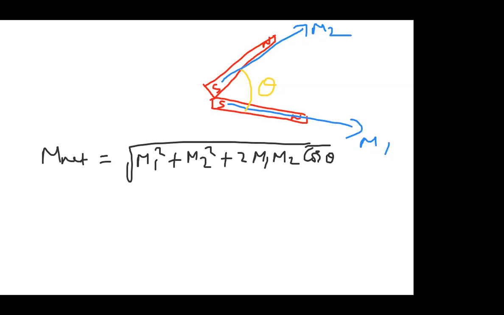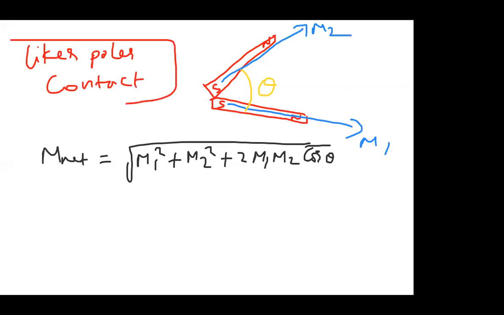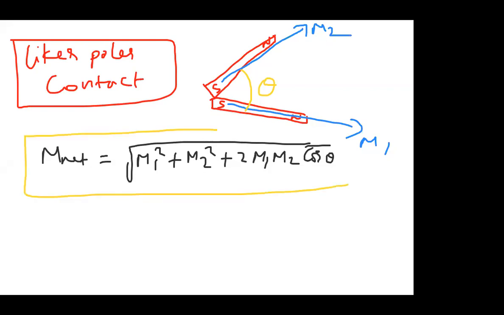Here, what is the main condition you observe? Like poles in contact. We arranged it in such a way that we kept the like poles in contact. This is the situation. So when like poles are in contact, the formula for net magnetic moment is square root of M1 square plus M2 square plus 2 M1 M2 cos theta.